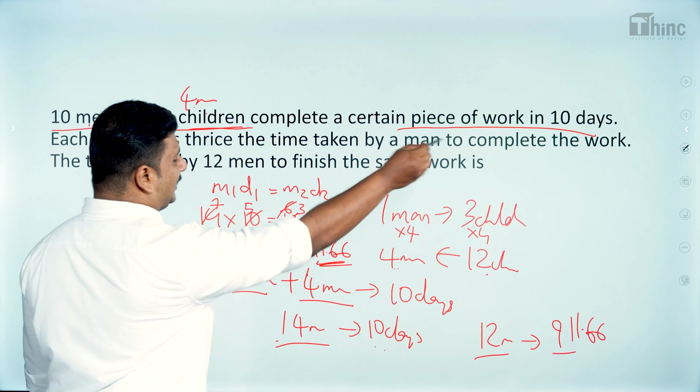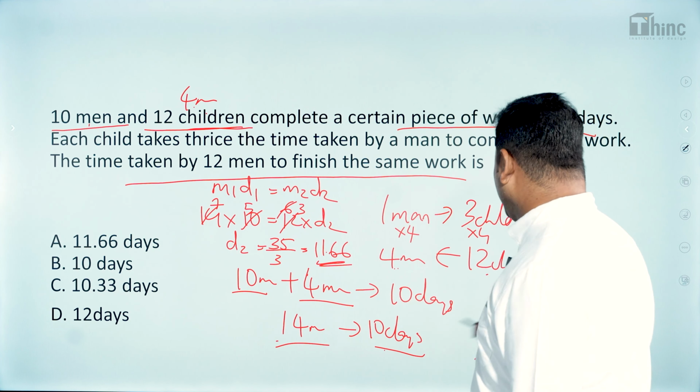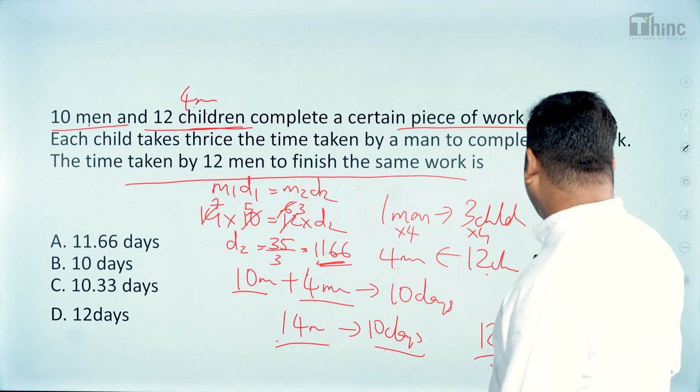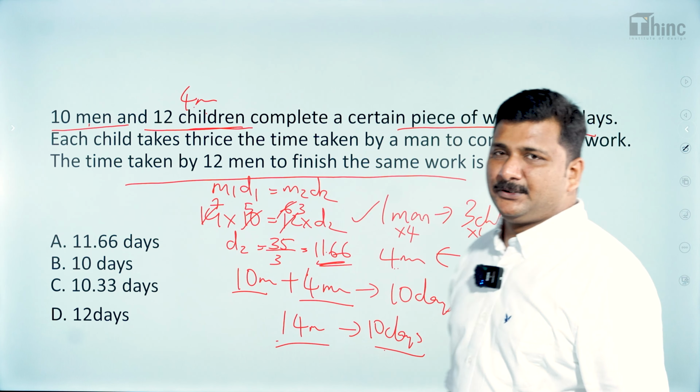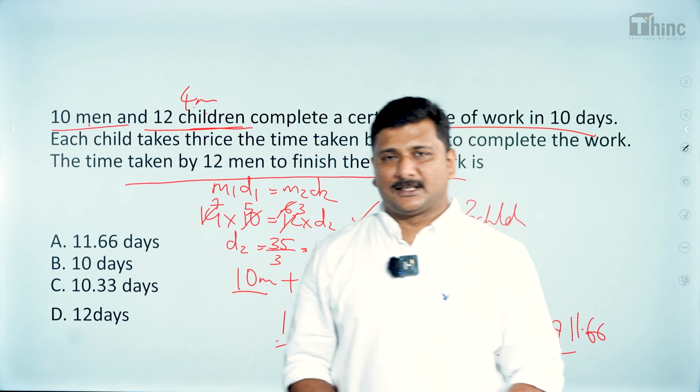So we can use the formula M1 D1 equals M2 D2. So 14 into 10 equals 12 into D2. We can find the value of D2 from there. So 11.66 will be the correct answer.